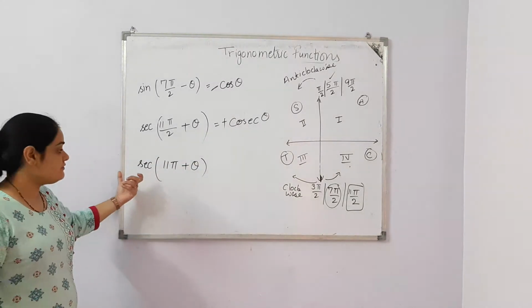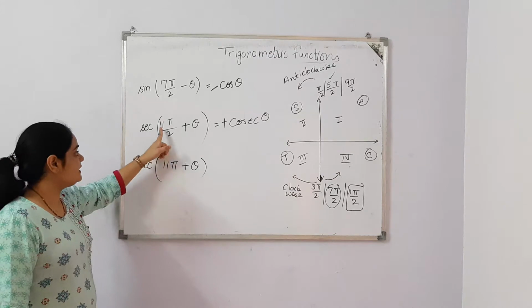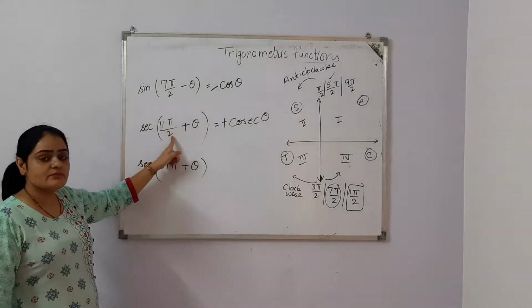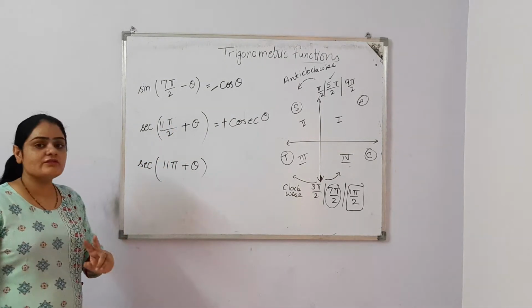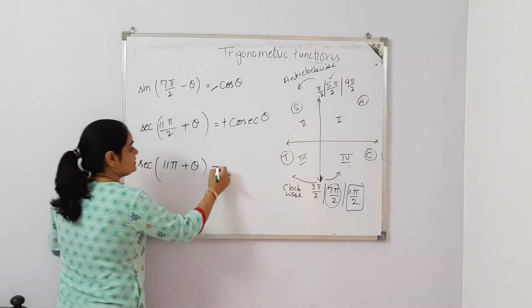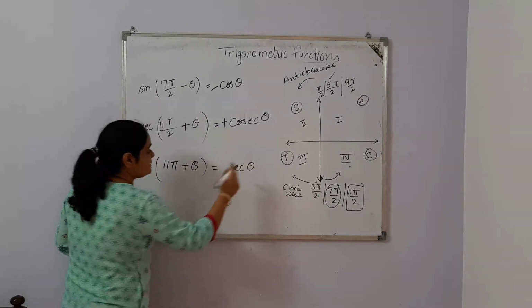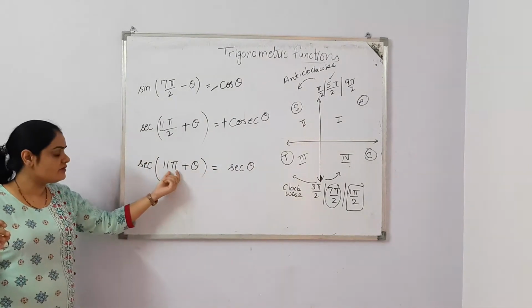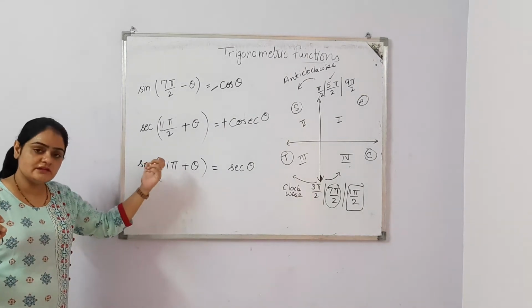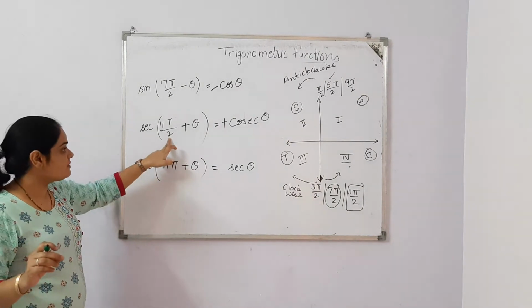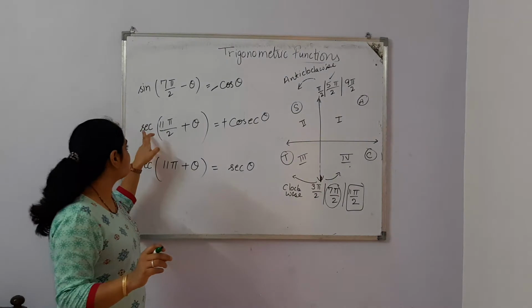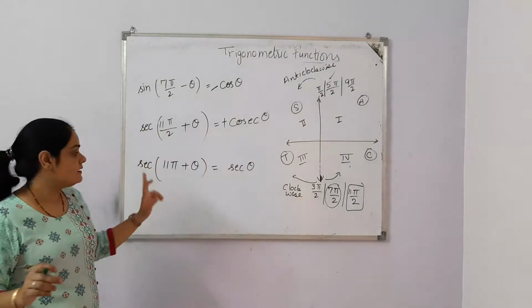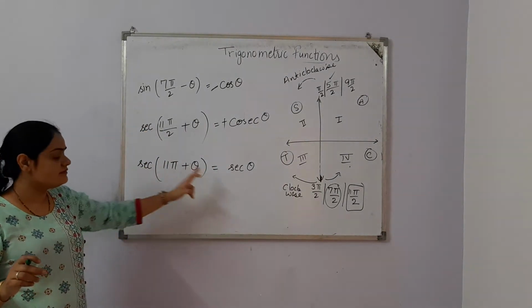11 pi. Secant is not coming with pi by 2 here; 11 is coming with pi. Of course, there is no change. Secant will remain secant. Remember this thing. This is in terms of pi, and this is in terms of pi by 2. In terms of pi by 2, secant will change into cosecant. But if pi is there, then secant will remain secant.